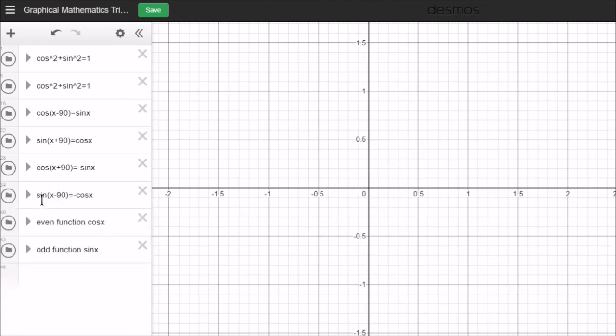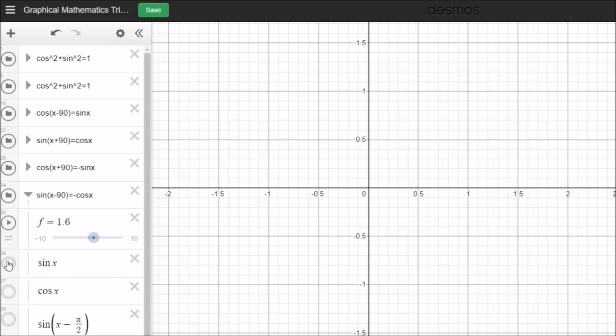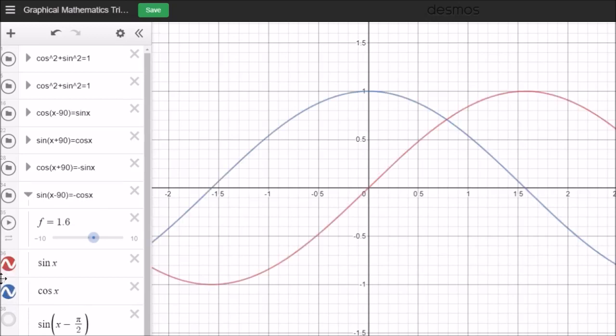So now let's look at the sine of x minus 90. This is equal to minus the cos of x. So again we can put our sine x and our cos x. It's the sine of x we start off with. So we're starting off with this one here, and we're taking away 90. By taking away 90, it means that we shift it to the right by 90 degrees.